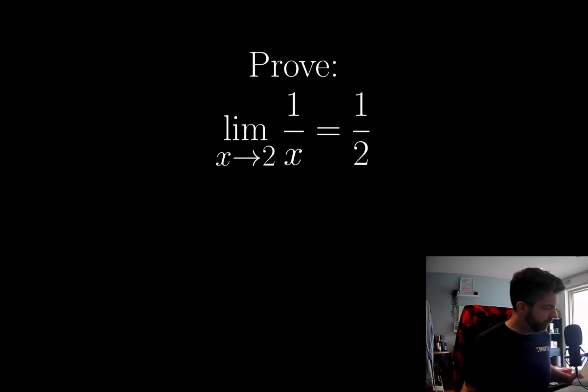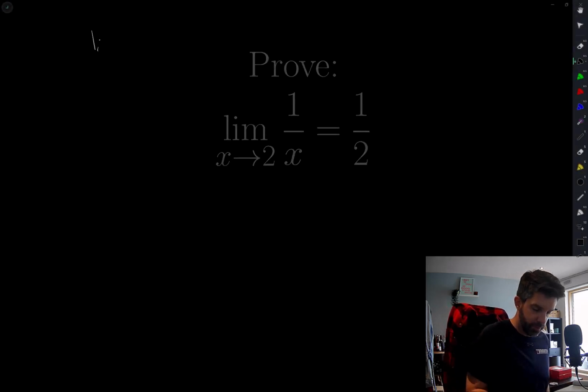Prove that the limit as x approaches 2 of 1 over x is equal to 1 over 2. Okay.